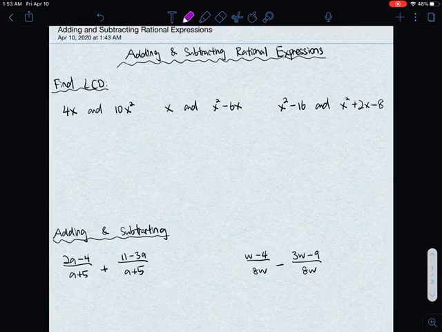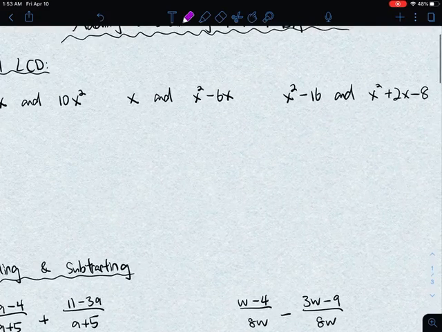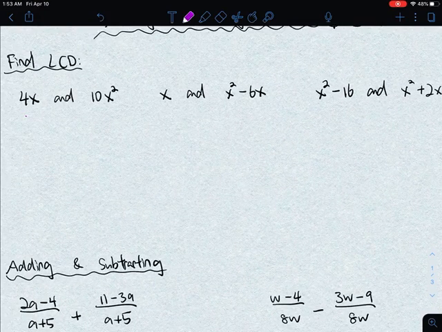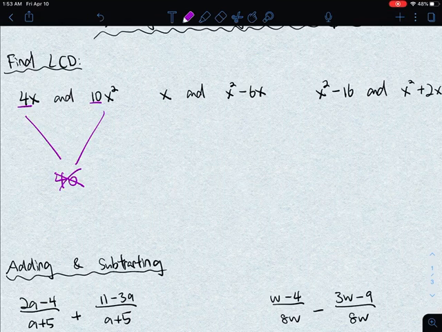Okay, so let's go ahead and first do a quick warm-up of finding the LCD. So 4x and 10x squared. Once again, let's look at the numbers first. What's the least common denominator of 4 and 10? Once again, it's not always going to be 4 times 10. In this case, it will not be 40, because that's not going to be the least. In this case, the least is going to be 20.